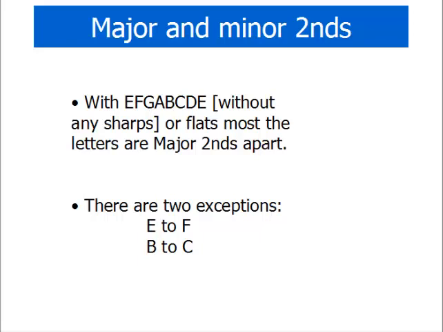With E, F, G, A, B, C, D, E, without any sharps or flats, most of the letters are major seconds apart. There are 2 exceptions to this. Between E and F, there are no notes. Between B and C, there are no notes. So E and F creates a minor second, and B to C creates a minor second. If it were B to C sharp, that would be a major second, or E to F sharp would be a major second.